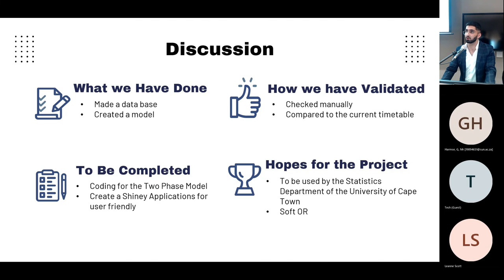And what we still need to do is complete our second phase model and create a Shiny application to allow easy and user-friendly implementation of our model, because like Ibrahim said before, not everyone is a professional coder and knows what to do. Our hope for the project is to be used in the stats department, and not only that, but in the entire department across UCT, and to incorporate some soft OR.